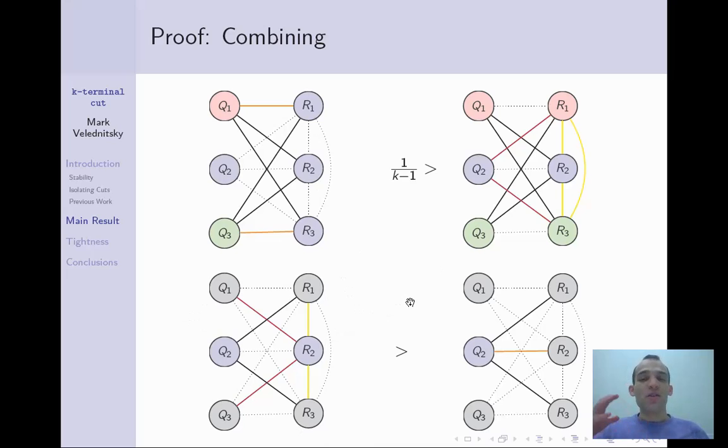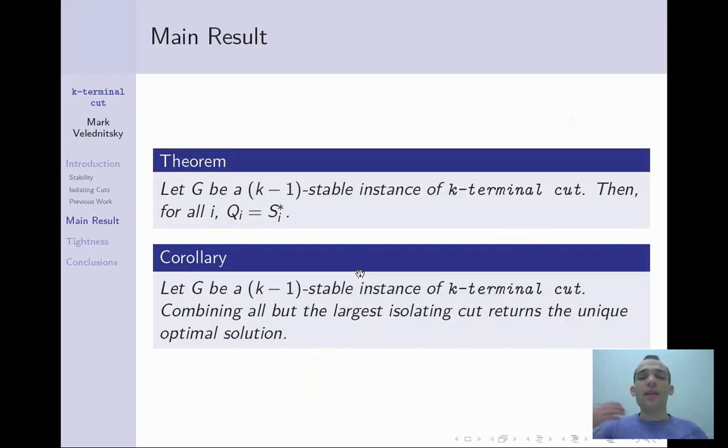But ultimately, the reason that you arrive at a contradiction is because in one of these, it's orange edges greater than red and yellow, and in this one, it's red and yellow edges greater than orange edges. Without going into that in much more detail, I'll just say that you do arrive at a contradiction, and so it's not possible for there to be a stable instance where the source sets are not equal to the source sets of the optimal solution, and so we get the statement of our theorem.